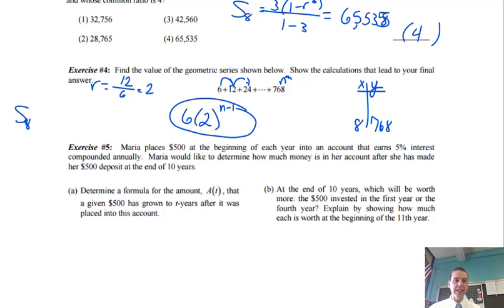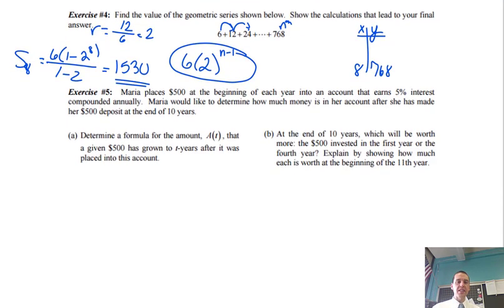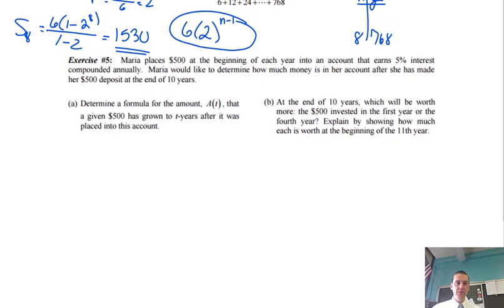So S sub 8 equals our first term 6, 1 minus 2 raised to the 8th, all divided by 1 minus 2. And that will give us 1,530. That is our answer. We're going to skip exercise 5 for right now.